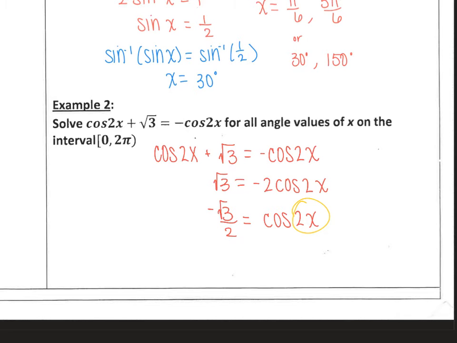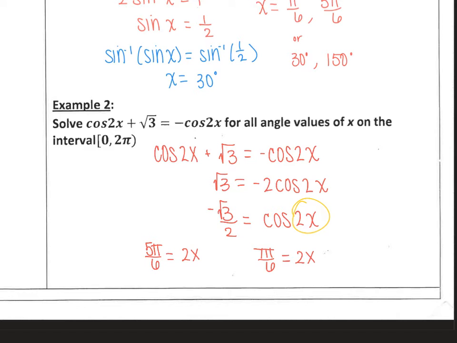So the two values that you would get, or actually we would get 4 here. No, we get 2. We would have 5 pi over 6. And remember, we're going to set that equal to 2x. And then we also have 7 pi over 6.